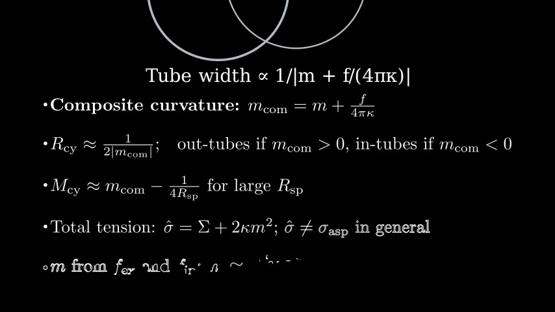Summary: composite curvature m plus f over 4 pi kappa controls tube size. Out tubes for positive composite curvature, in tubes for negative; finite vesicle size adds a small curvature offset. Total tension is sigma hat, not simply aspiration tension. An m-dependent term can matter. Optical trap, pulling in and out, provides a tension-independent estimate of spontaneous curvature.